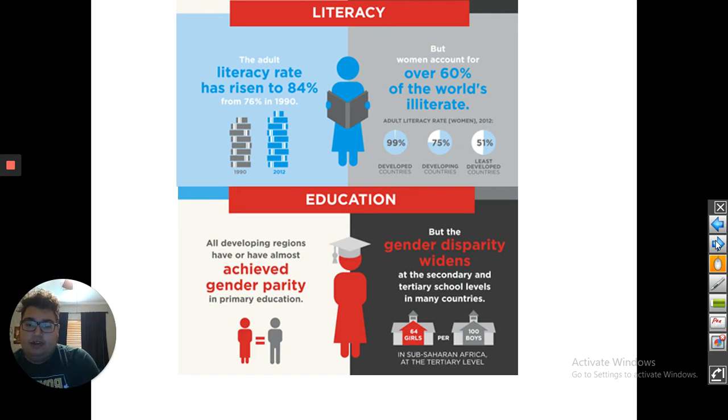Education. All developing countries or regions in the world have almost achieved gender parity in primary school. That means equal education for both men and women, or boys and girls, in elementary school, and so they have that access to education. But the gender disparity at the secondary school and tertiary school levels in many countries is huge. In sub-Saharan Africa, for every 100 boys, there are 64 girls who graduate from secondary school, so high school. That's a bigger disparity than most everywhere else in the world.